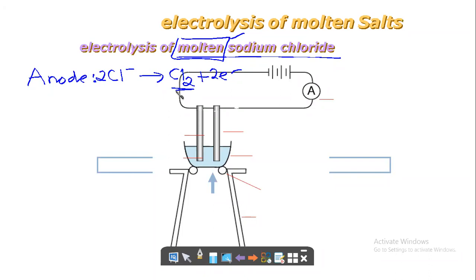Let's go to the cathode. The cation is the positive ion, and it will move to the cathode. Please note that for molten salts, both half equations start with the ion. So Na+ will move to the cathode and it will be reduced. Reduction is the gaining of electrons, so the electrons should be on the reactant side. So Na+ plus an electron will give you Na. That is the half equation, and the product will be sodium metal.